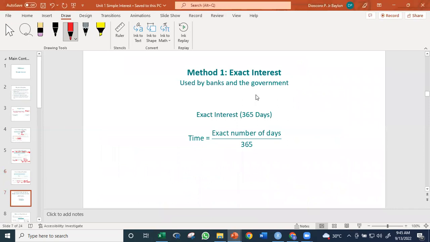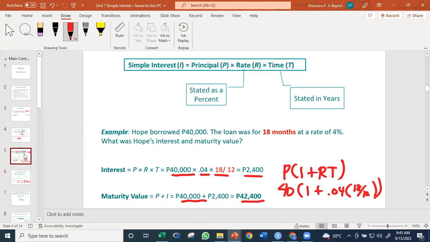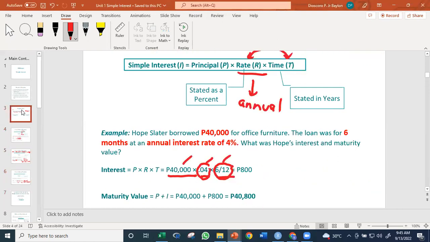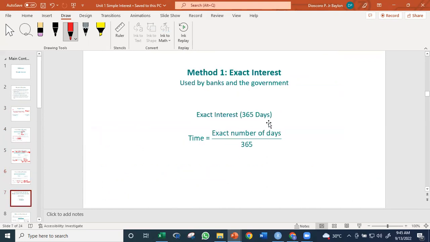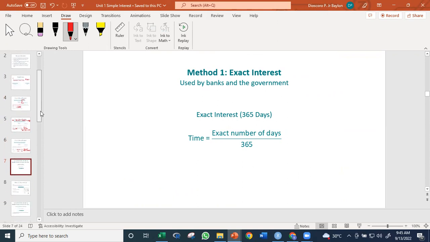Okay, now we started looking at the two types of interest. I mentioned it here. Okay, so first we have exact interest. When you say exact interest, your divisor will be 365. Okay, so we're counting the days and then dividing by 365 to convert it into years. Okay, because the number of days divided by 365 will give us the term or the time in years, and then we can multiply that now with the annual rate.